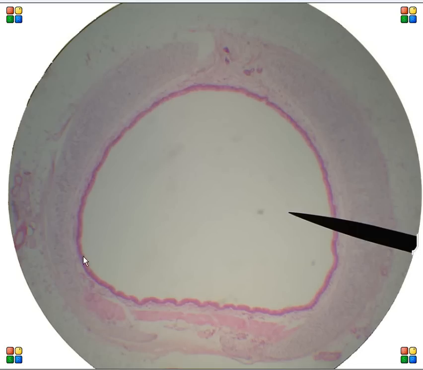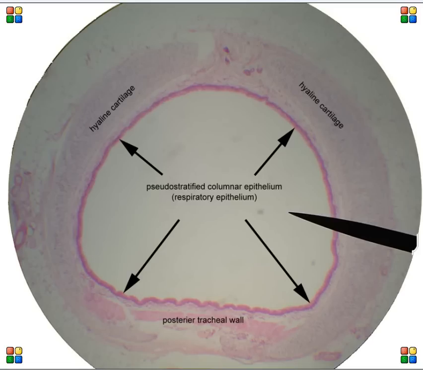And then this purple line is respiratory epithelium. And at this level in the trachea, the respiratory epithelium appears as pseudostratified columnar epithelium. Here's the labeled image for a couple seconds. And remember that posterior tracheal wall? This is the trachealis muscle back here.